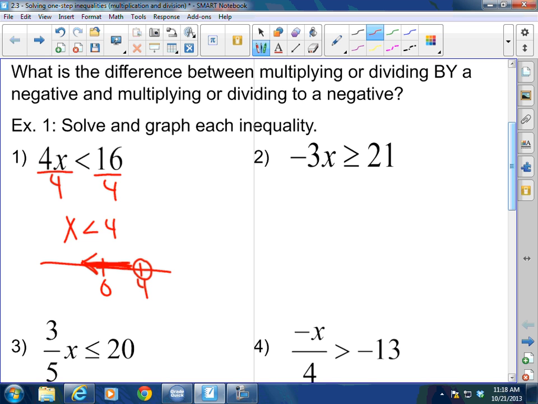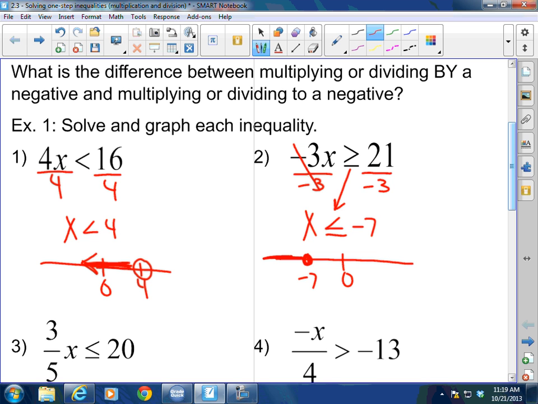Number 2, I got negative 3x is greater than or equal to 21. What is the relationship between the negative 3 and the x there? They're being multiplied. How do you cancel multiplication? I'm going to divide by a negative 3. So you have to flip because I divided by a negative. So x is now less than or equal to negative 7. Here's my negative 7, closed circle. x is less than or equal to negative 7, shaded to the left. Does that make sense, gentlemen?